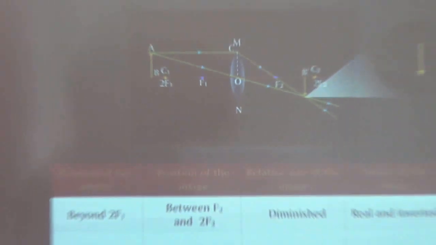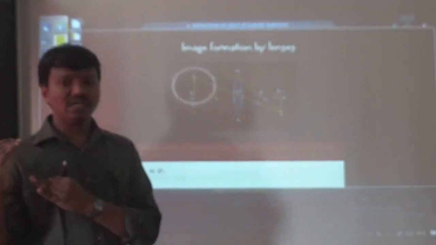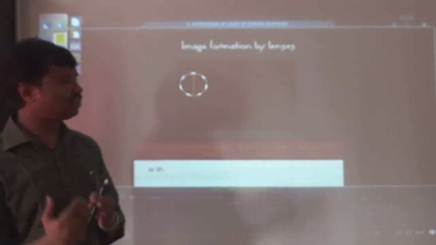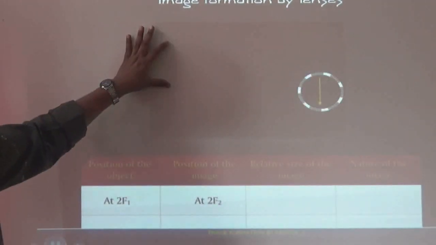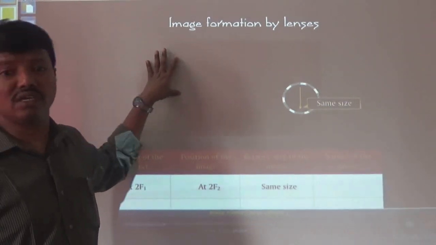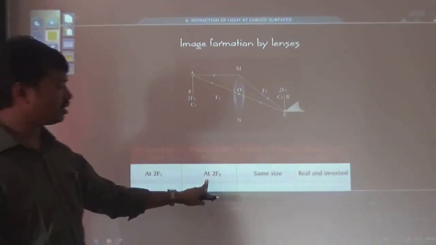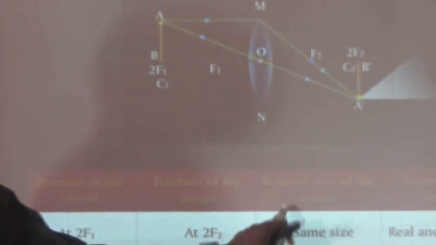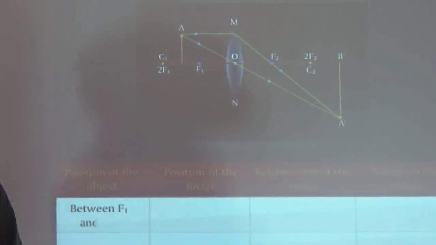While drawing in the examination pattern, I can also explain the diagram. The first case is at infinity, the second is beyond the center of curvature, and the third case is at the center of curvature. At the center of curvature, the object size is equal to the image size. The object is at 2F1, the image position is at 2F2, and the relative size is also the same. The nature of the image is similar to the object.